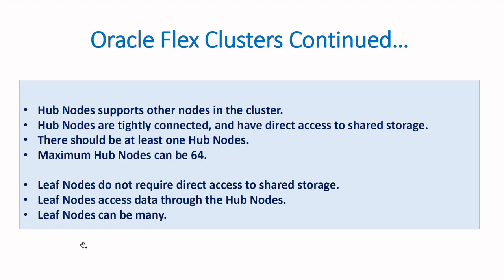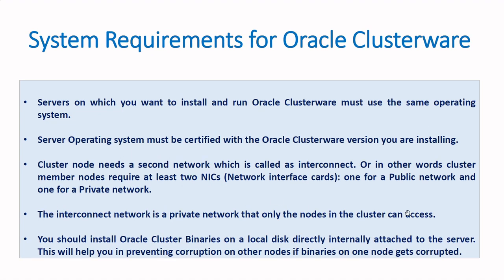Hub nodes can be 64, but you can have many leaf nodes. Now, what are the requirements for your clusterware? You need to make sure that all the servers where you want to install the Oracle clusterware use the same operating system. You can't mix and match. You can't have one Windows server and one Linux server. You have to make sure that they have the same operating system and at the same level.